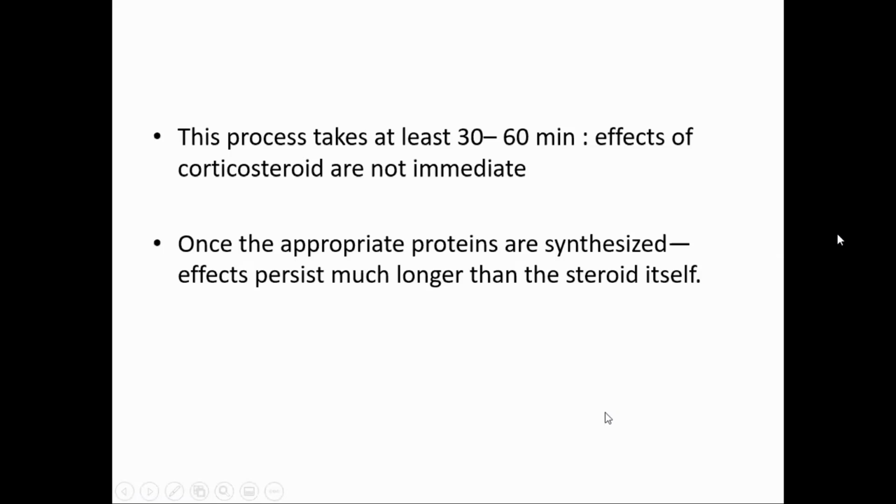So this process takes at least 30 to 60 minutes. Effects of corticosteroid are not immediate, so it has the delayed onset of action. But once the appropriate proteins are synthesized, the effect persists much longer than the steroid itself. So it has the delayed onset of action, whereas the duration of action is also prolonged.